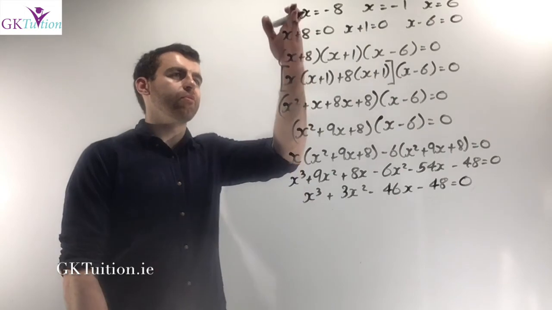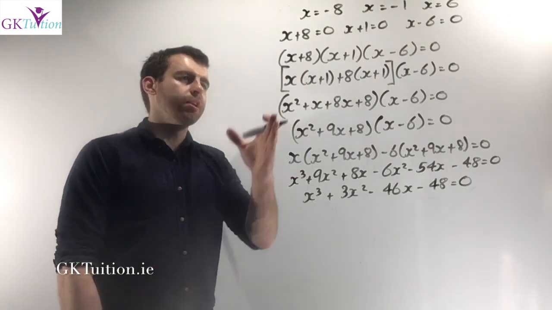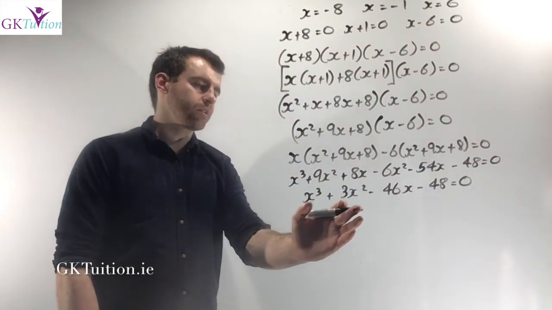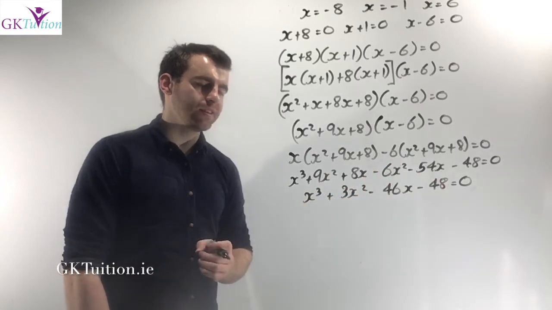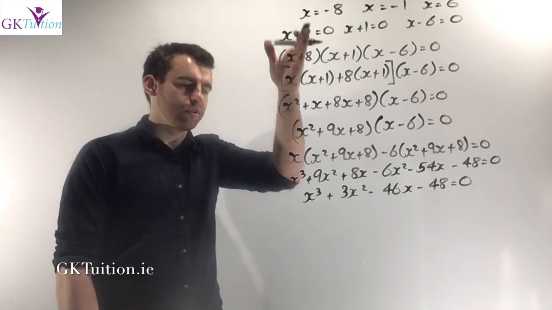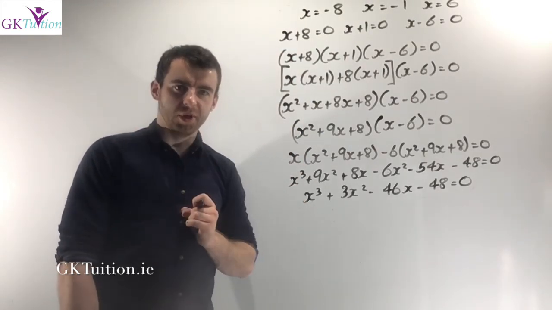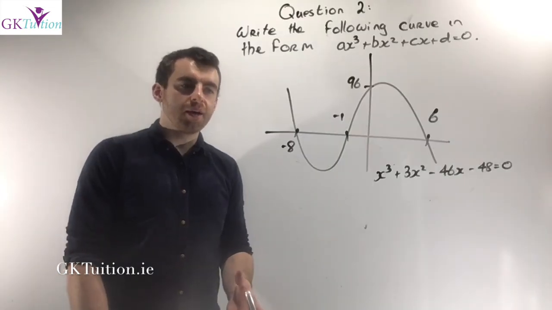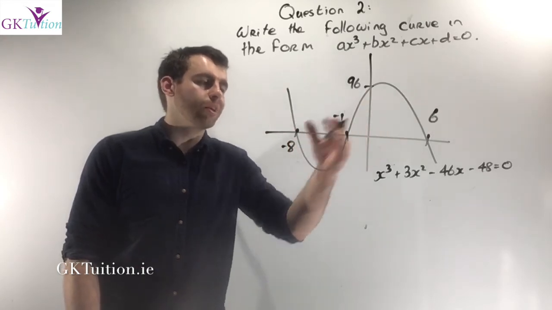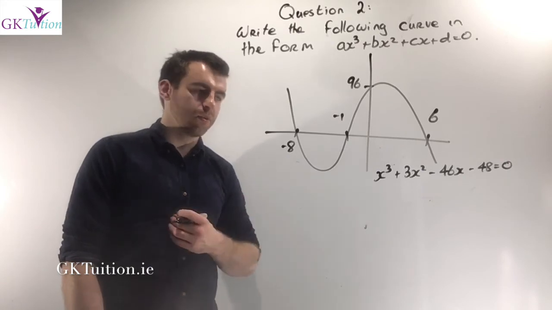So once we have our 3 roots, we simply convert them into factors and multiply them by each other. What I've done here is multiply my three factors by each other, and I ended up with x cubed plus 3x squared minus 46x minus 48 equals 0. I know that a polynomial that has these three roots can be written in this form, but that's not necessarily the one that I've been given in my diagram. All I know now is that a polynomial that has roots minus 8, minus 1 and 6 could be written like this, but that's not necessarily the curve that we're dealing with.